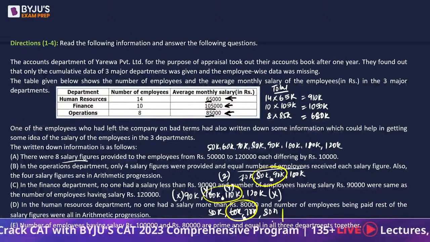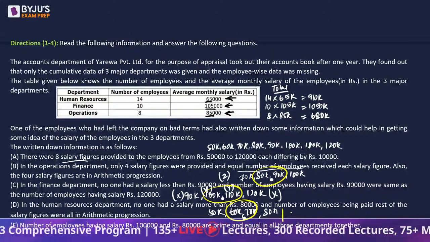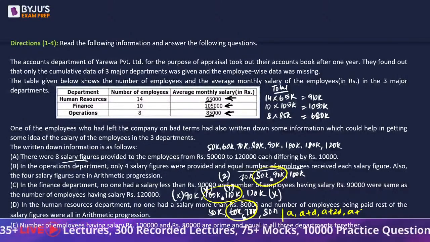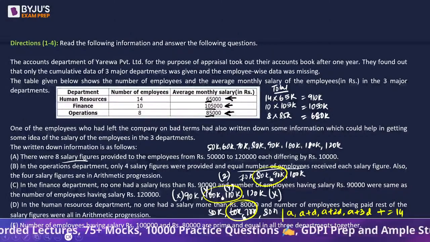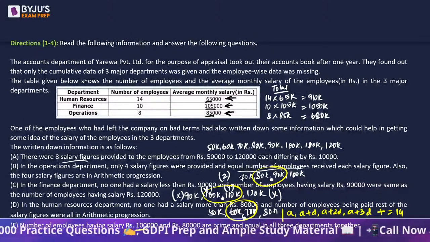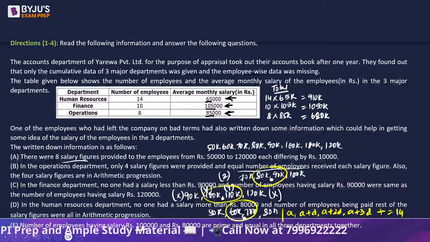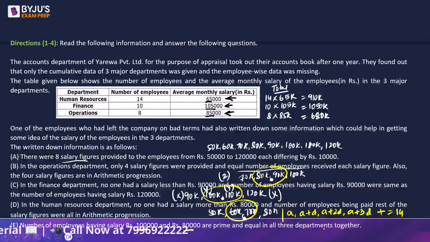So one of these four salaries was paid to A number of employees, then A plus D number of employees, then A plus 2D number of employees, and A plus 3D number of employees, such that the sum of all these employees is 14. Now, the number of employees having salary rupees 100,000 and 80,000 are prime numbers and equal in all three departments together. So they are prime numbers and equal along all three departments together.